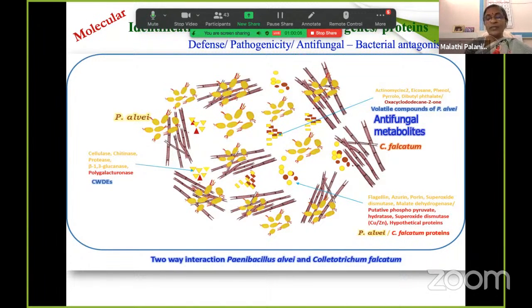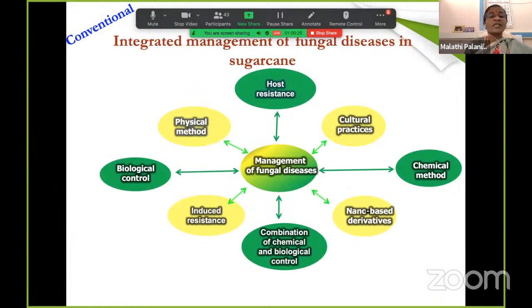Based on this, we have identified the potential target sites for management with fungicides or inhibitors, and we are continuing this work. Also, with the identified antifungal genes and other defense genes, we are going for the genetic engineering approach. Then we will see the conventional approach in detail, because for the molecular approach, we have done many presentations.